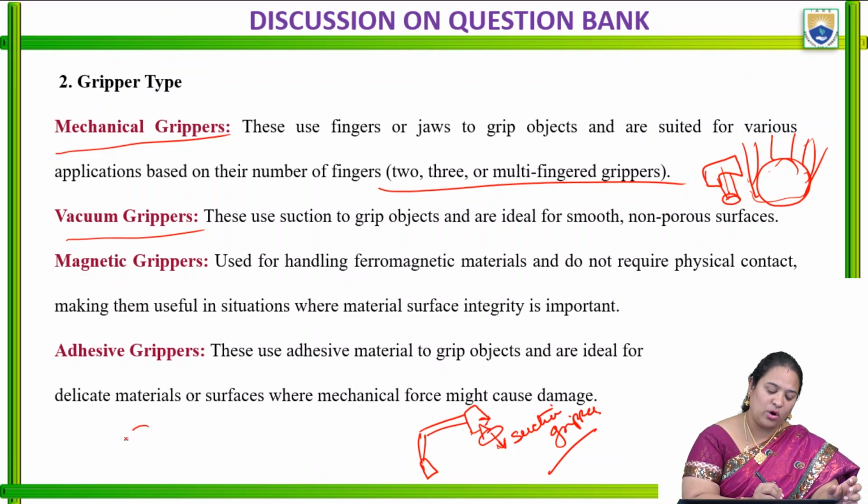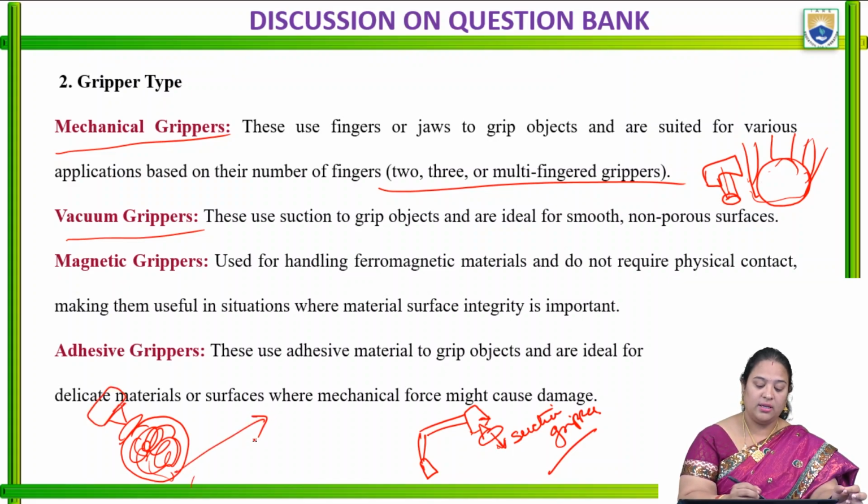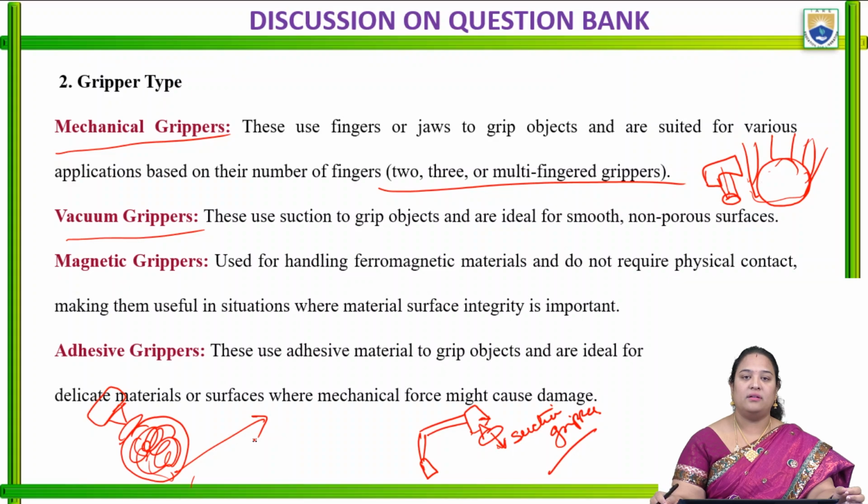That is, the waste that we are filling in the containers or in the plastic packets is being sucked in this form and thrown in the required destination, right? Generally, the vacuum type of gripper is used for smooth and non-porous surfaces, right?